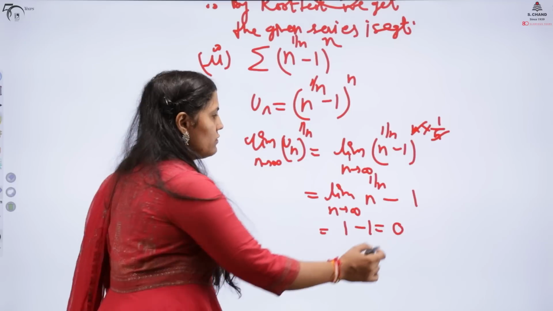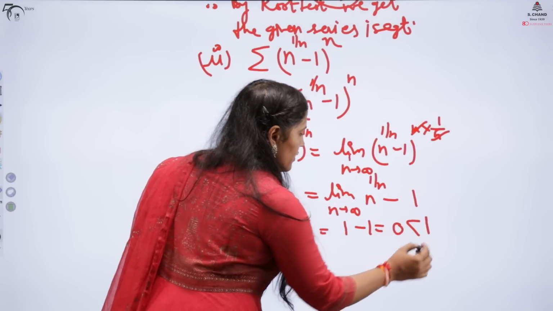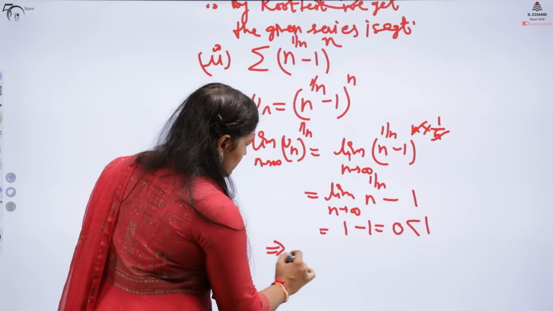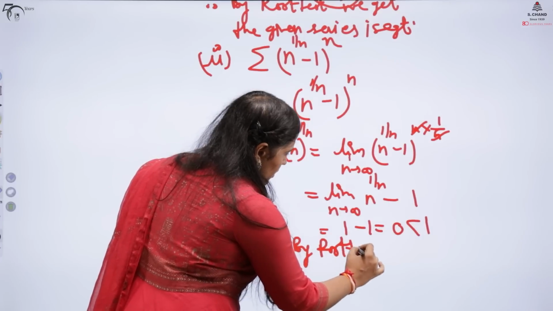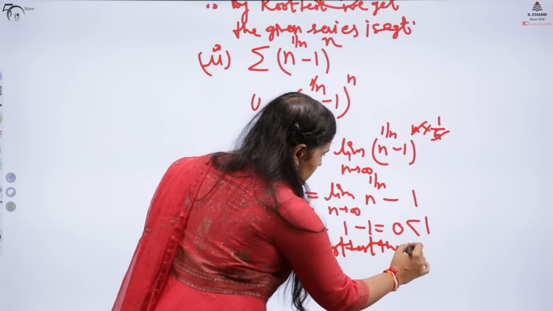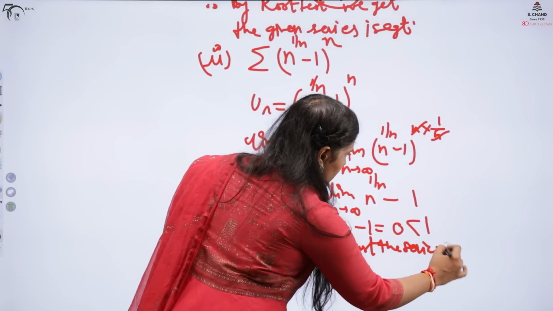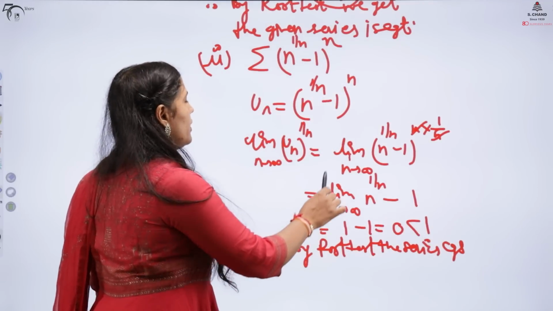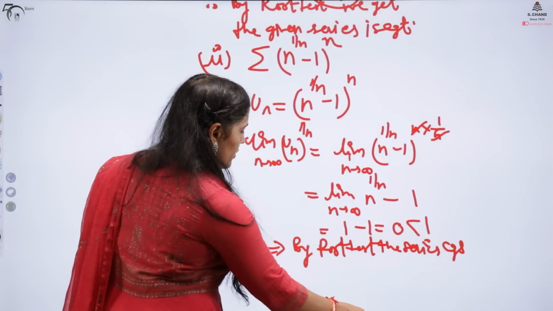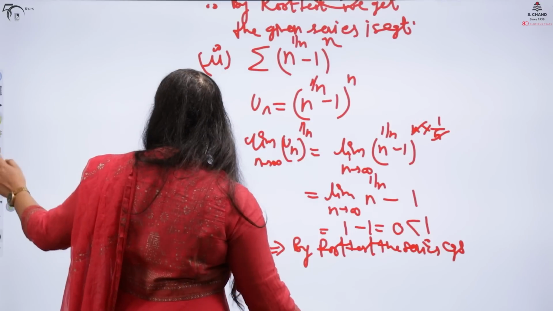So 1 minus 1 is 0 and 0 is less than 1. This implies by root test again the series converges. Now the third one is a good one, the good example, and in many exams it has come. So let's start with the third one.